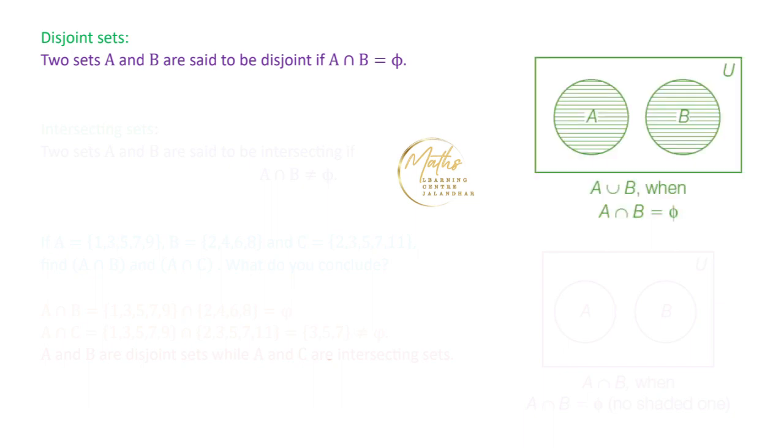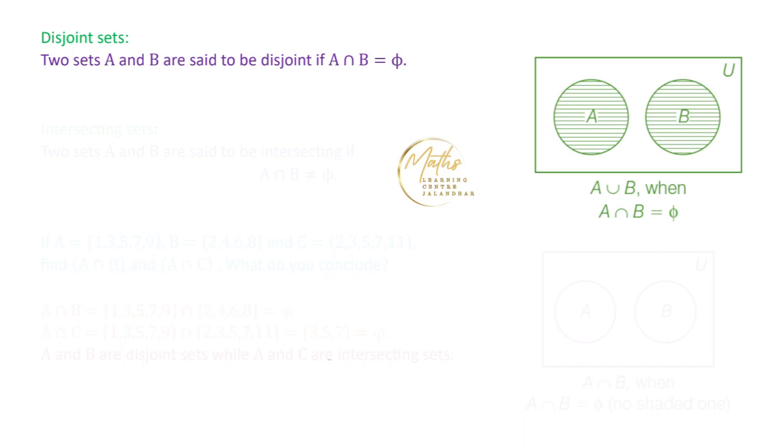Next definition we have is disjoint sets. Two sets A and B are said to be disjoint if A intersection B is equal to the empty set. That is, there is no common element between these two sets. In terms of a Venn diagram, we can represent this situation in this form.